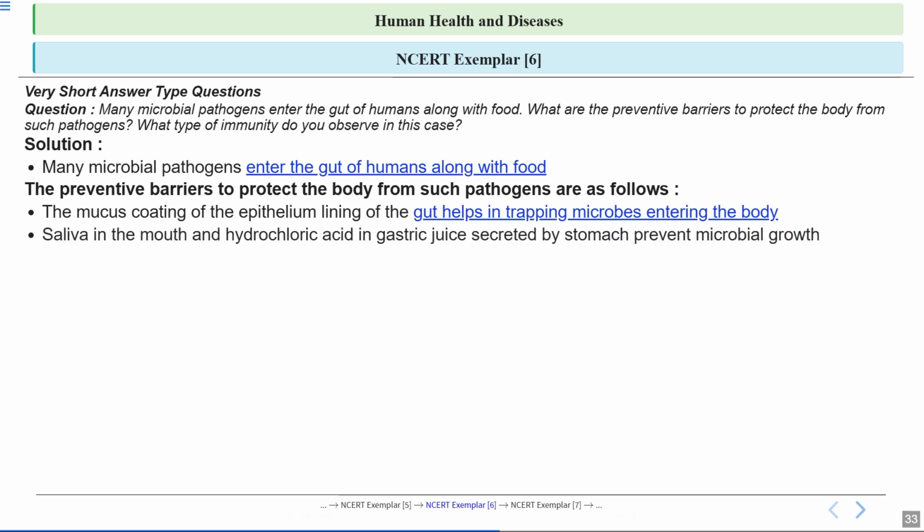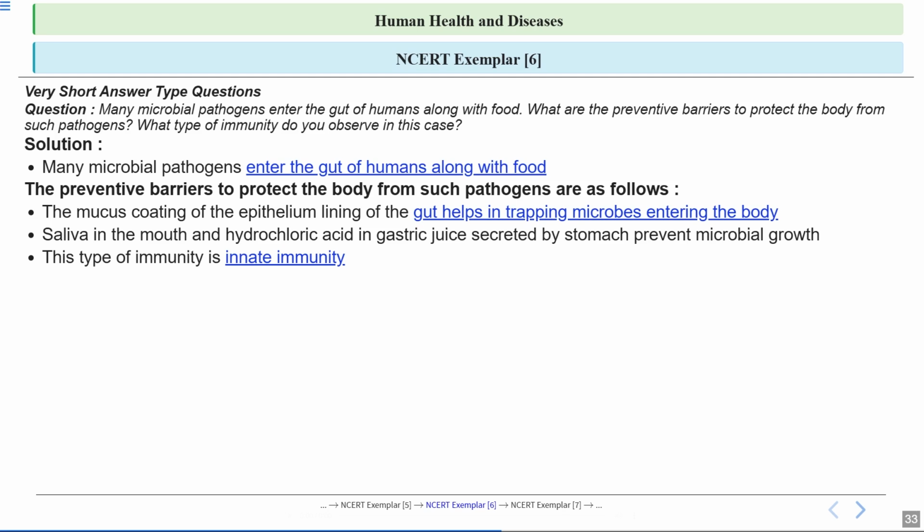system. In addition to mucus, saliva in the mouth and hydrochloric acid in the stomach play important roles. Saliva contains enzymes that can break down some microorganisms, while the acidic environment of the stomach destroys many pathogens before they can reach the intestine. Now, all these defenses are part of what we call innate immunity. So this is the body's natural inborn way of protecting itself from infection.